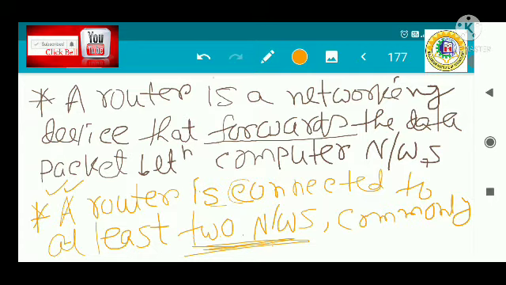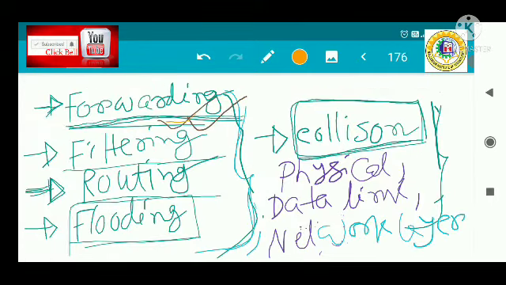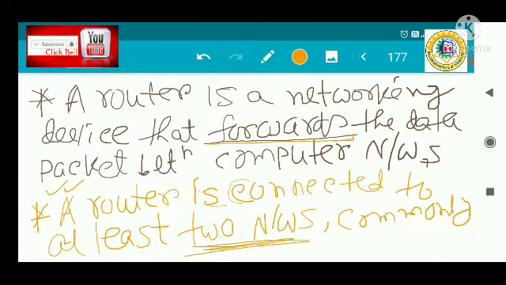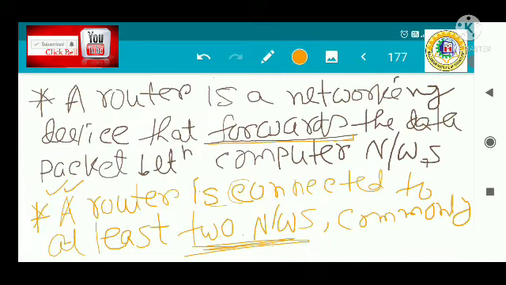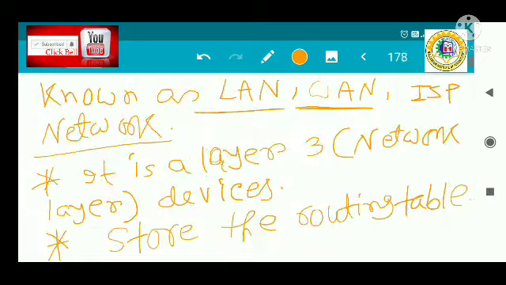Means the router is a networking device which forwards the data packets. So that is the main function of any networking device. It can also filter the data. So a router is also connected to at least two networks. This is a very important point. That means the router is connected between the two networks. These two networks can be two LANs.